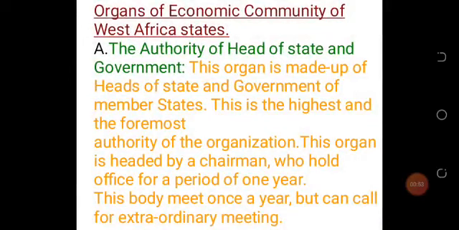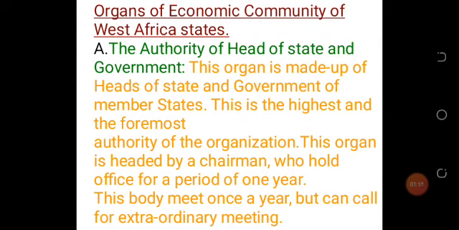The first organ is known as the Authority of Head of State and Government. This organ is made up of head of state and government of member states. It is the highest and the foremost authority of the organization. What do I mean by that? It's the highest authority body that manages the organization and controls the organization, known as the Ecowas.